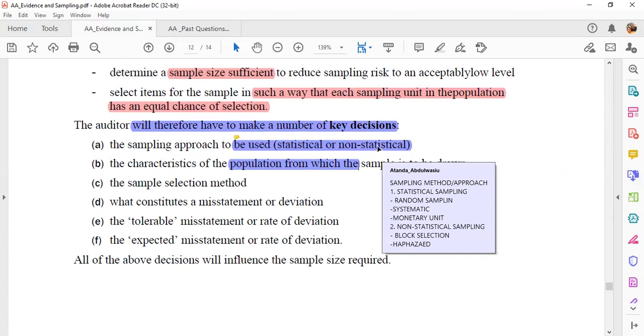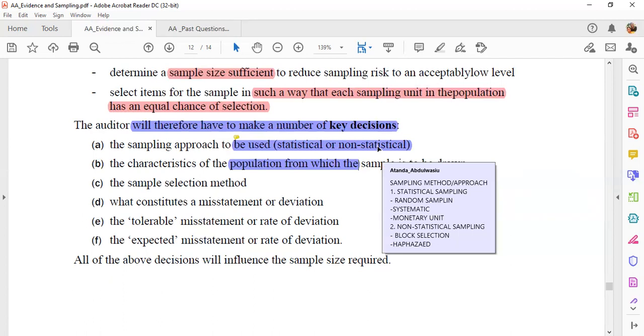And what we are saying about characteristics is that they have to be very identical. If I want to conduct a sample on this particular segment, that means the items have to be homogeneous. The population has to be homogeneous in terms of what they are related to. So for inventory, it has to be homogeneous in this segment, meaning the inventory items are the same.